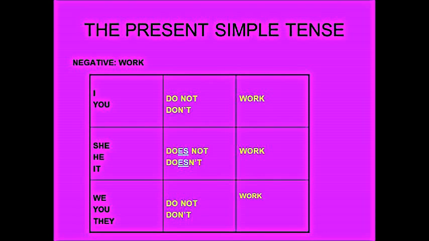In the negative form, we need the auxiliary verb again, but in this case, we need it in negative, so don't. I don't work, you don't work. And for the third person singular, again, we add ES to the verb do. So she doesn't work, he doesn't work, or it doesn't work.